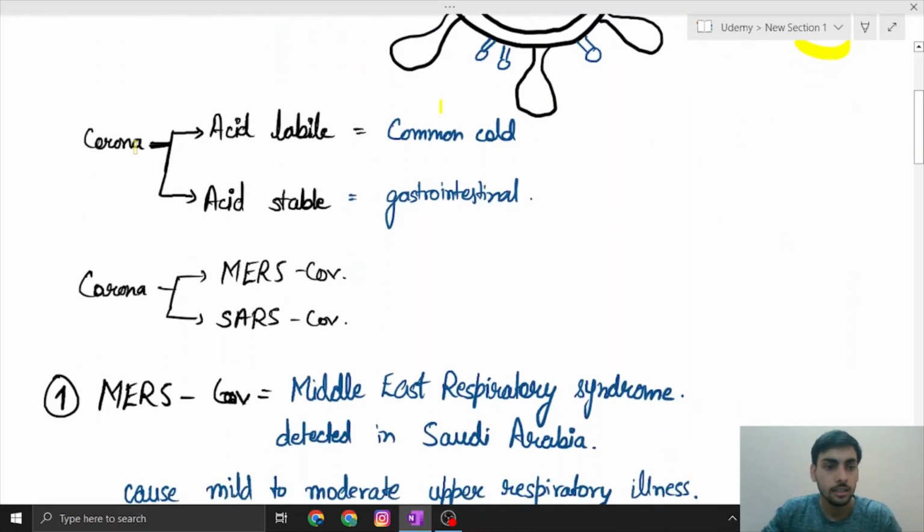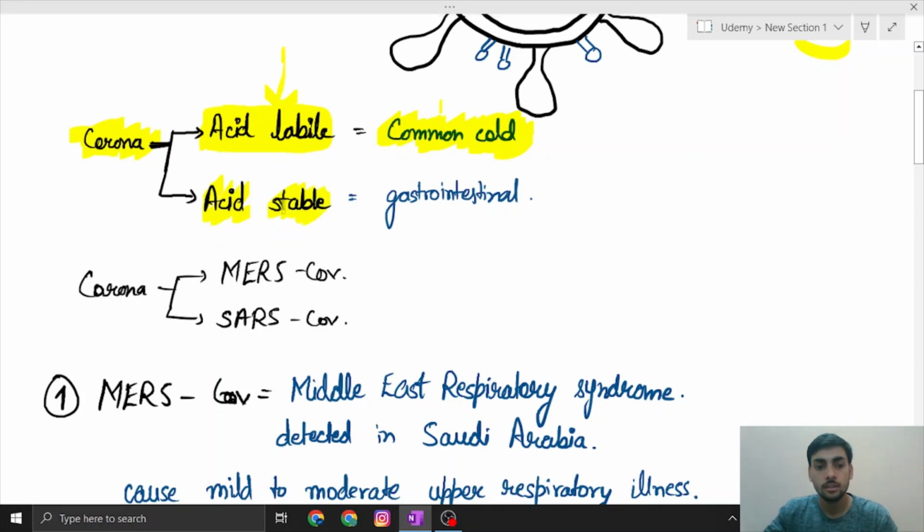Okay, and this coronavirus basically can exist in two forms in nature, that is acid labile form, and second is acid stable form. In acid labile form, labile means it is susceptible to acid. Okay, means if somehow this virus comes in contact with an acidic environment, it will die. So that's why these acid labile viruses will only cause common cold like symptoms or respiratory symptoms only.